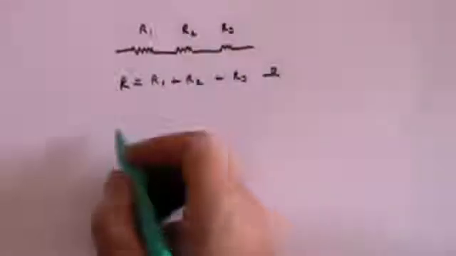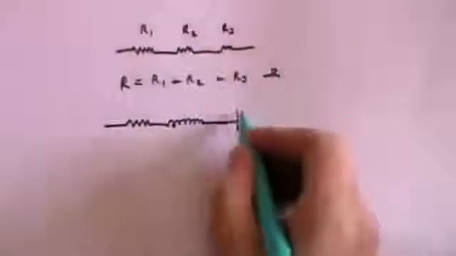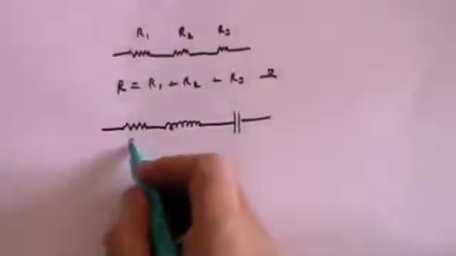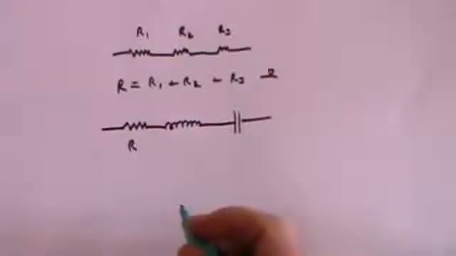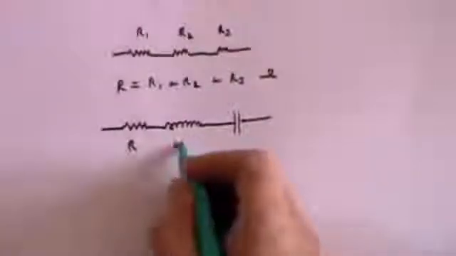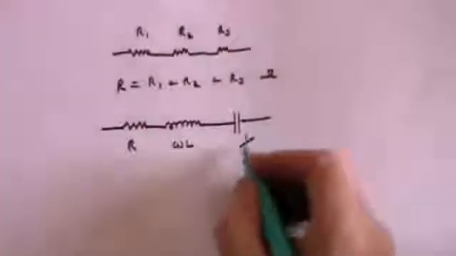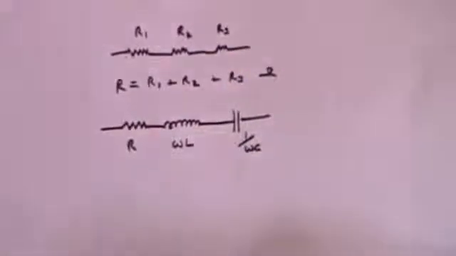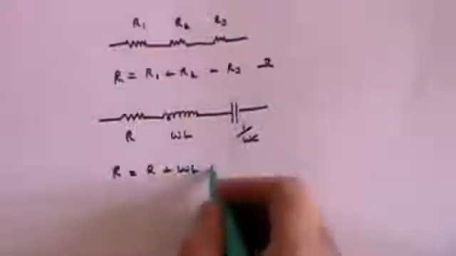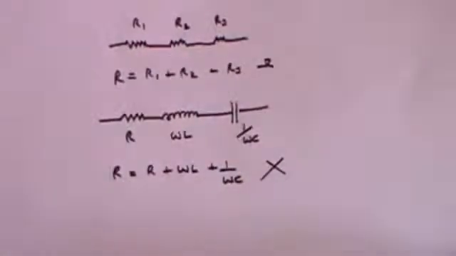So, is it true that if you have a resistance and an inductor and a capacitor, all in series, we know that the resistive value of the resistance is just R. We know that the resistive value, called the reactance, of the inductor will be omega L, and we know that the reactance of the capacitor will be 1 over omega C. Is it true that the total resistance is equal to R plus omega L plus 1 over omega C? And the answer is no, that is wrong.